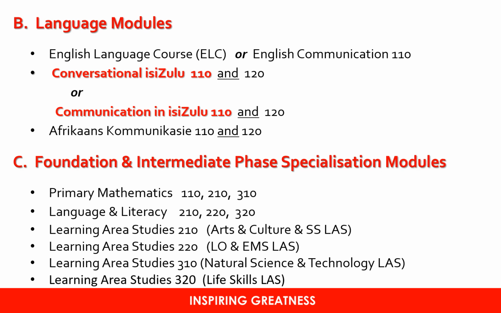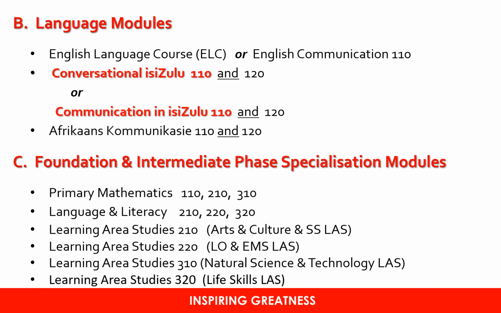We used to offer these as a second language option. And so for students who registered quite a number of years ago and then left and then have come back to complete their degree, it is possible that you might have Afrikaans Communicasie 110 and 120 as your second language modules. Please note the 2 modules have to be in the same second language. So you have to have either the 2 Zulu or possibly you might have the 2 Afrikaans modules.